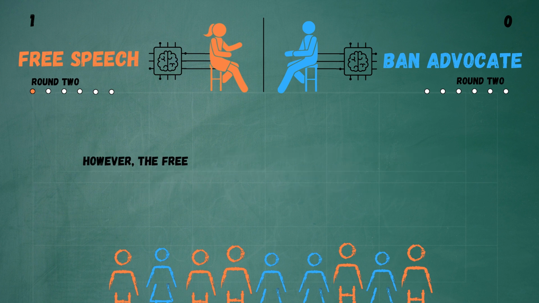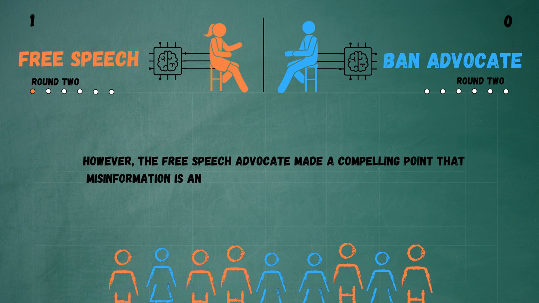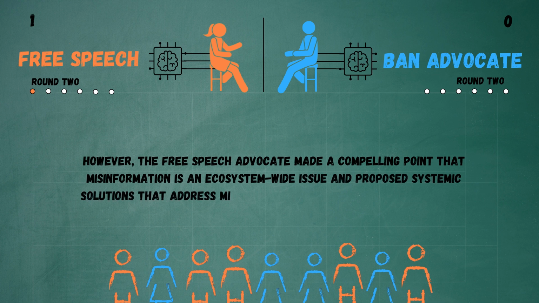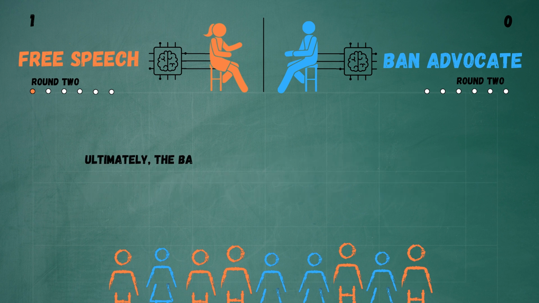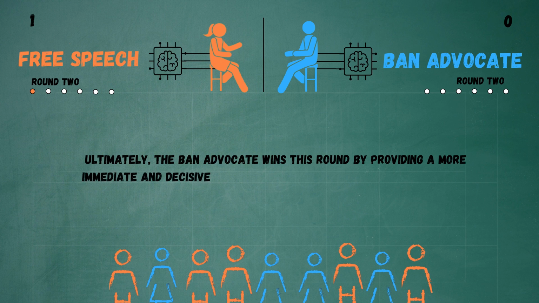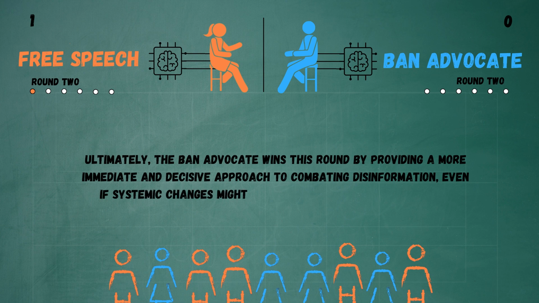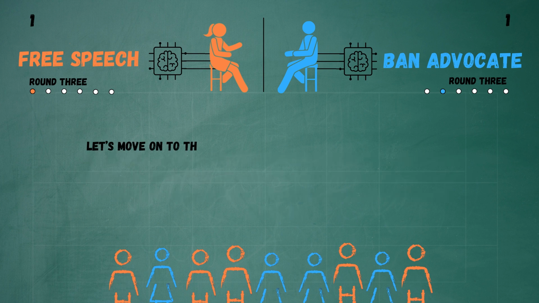However, the free speech advocate made a compelling point that misinformation is an ecosystem-wide issue and proposed systemic solutions that address misinformation without restricting speech. Ultimately, the ban advocate wins this round by providing a more immediate and decisive approach to combating disinformation, even if systemic changes might be required later. Winner, the ban advocate. Let's move on to the third question.